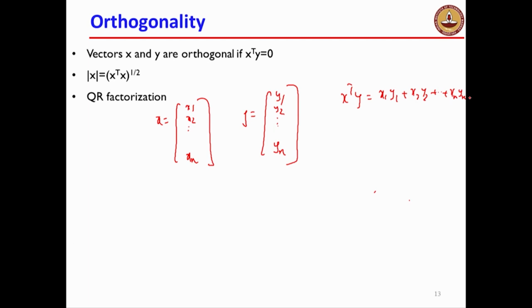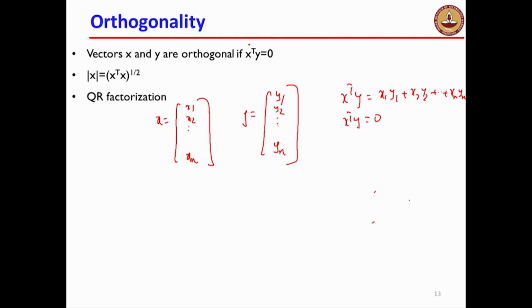Now I say that two vectors are orthogonal or perpendicular if x transpose y equals 0. If the dot product of the vectors is 0, then I say that the two vectors are orthogonal or perpendicular. Perpendicular is the term that we normally use in high school geometry. In general, we use the word orthogonal for vectors in arbitrary dimensions or arbitrary vectors.